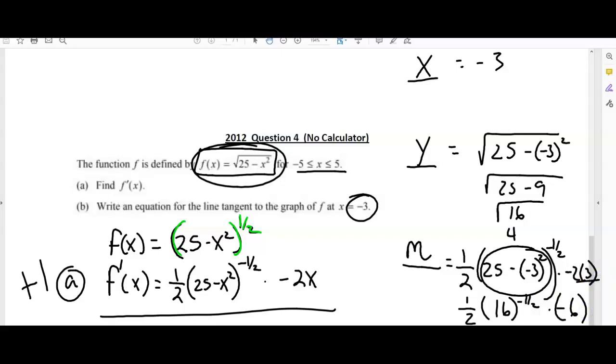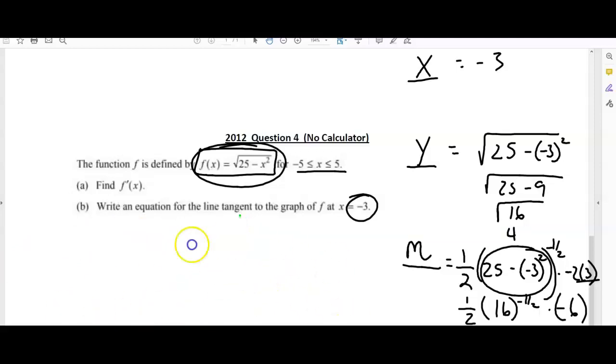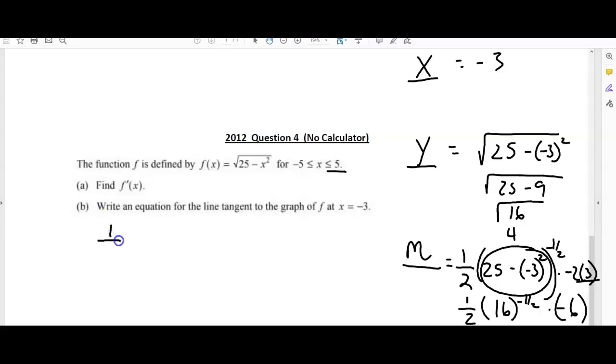Honestly, you could just leave that as your slope and use that if you wanted to. If you don't know how to simplify it from there, that might be the best way to go. But I am going to simplify it just because I want to. But really, you could just say that's your slope. It's really ugly and weird looking, but you could technically say that's your slope because you don't have to do basic math on the test. So first of all, though, I am going to simplify this.